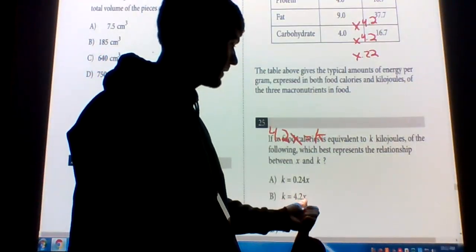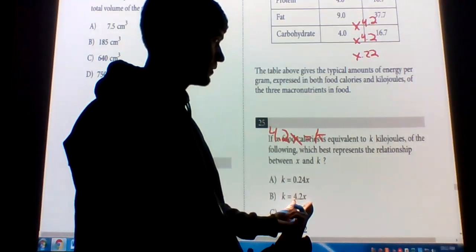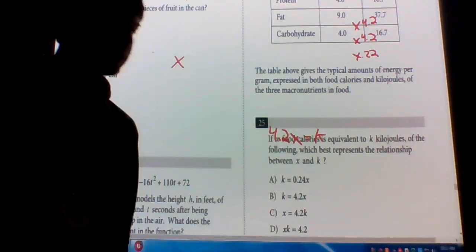Kilojoules column is 4.2 times bigger, so you need to multiply the smaller numbers by 4.2 in order to make these two equal. You need to multiply the x's, the calories, the smaller numbers by 4.2. That way those are all equal. So 25 is B.